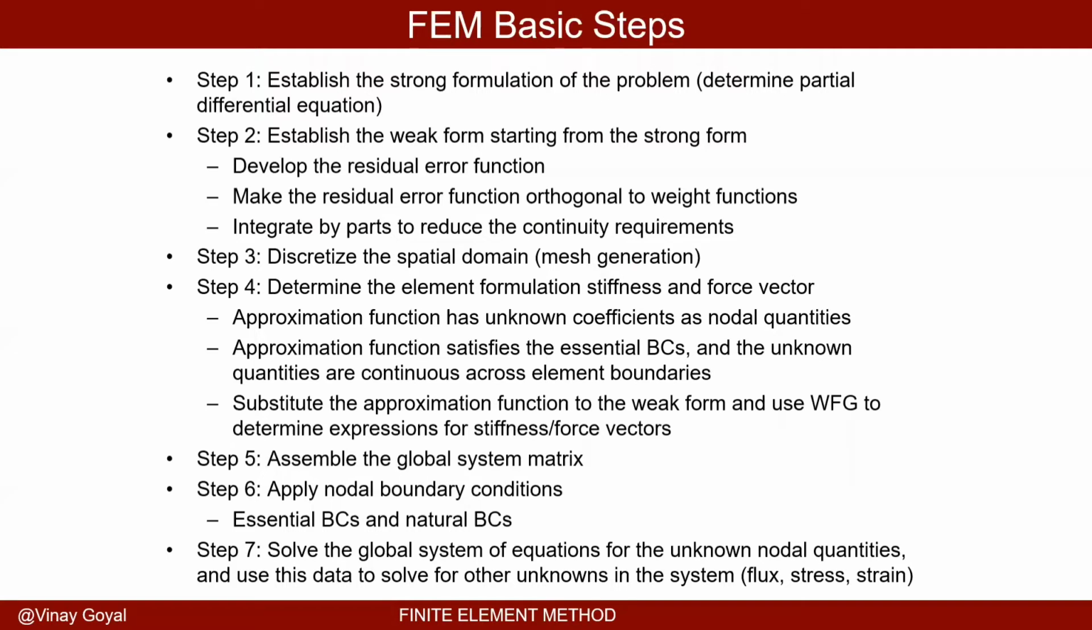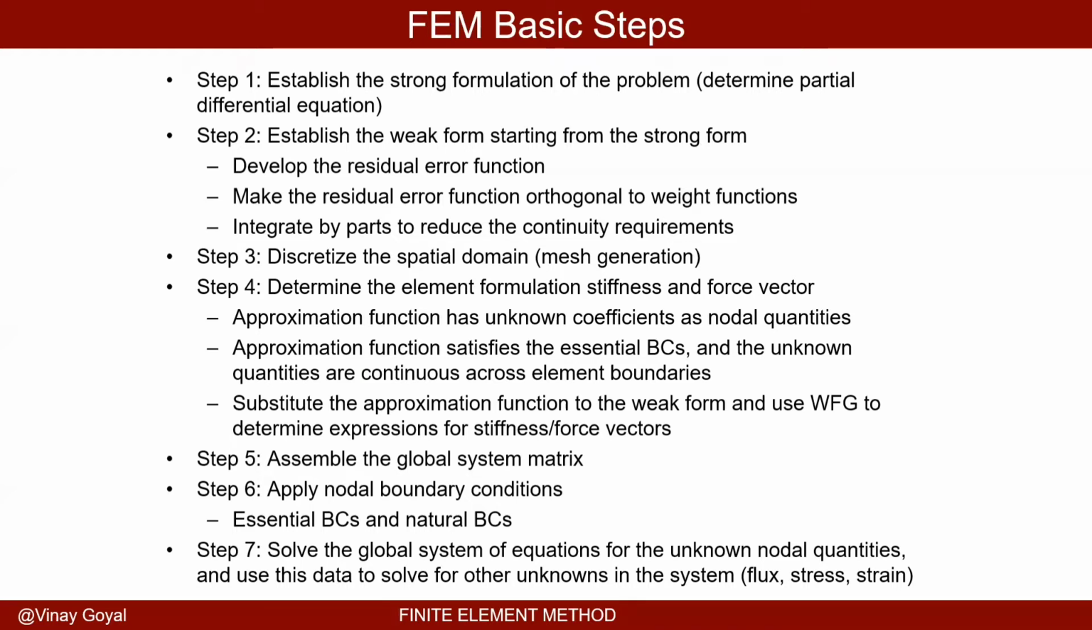We'll then discretize the spatial domain, so that's called meshing. We're going to mesh the domain, and that'll create multiple subdomains across the whole domain. We'll determine the element formulation stiffness and force vector, and that's for a single element. And that approximation function has unknown coefficients as nodal quantities. So we are selecting the approximation function in a very smart way, and we do that by making those coefficients the ones that are unknown at the nodes. And that's accomplished using shape functions.